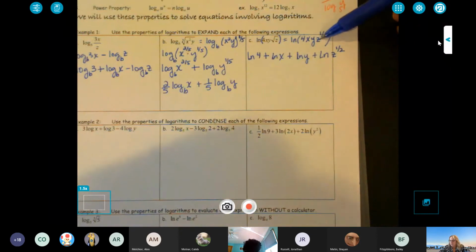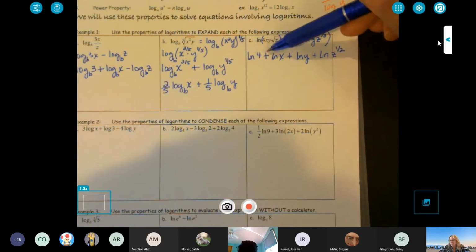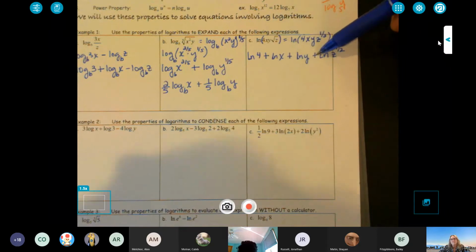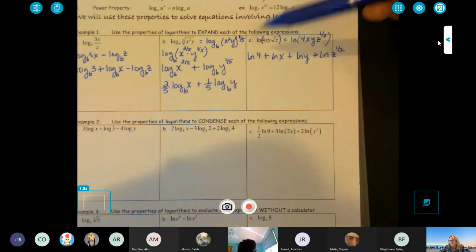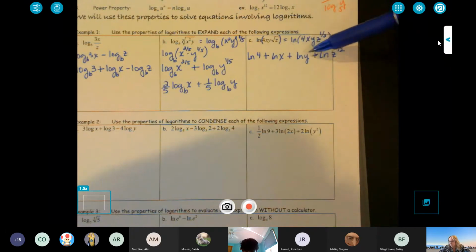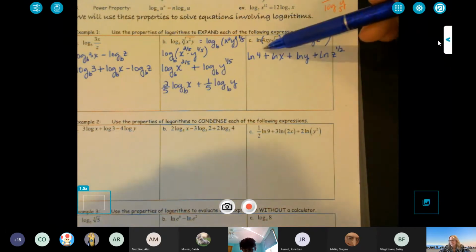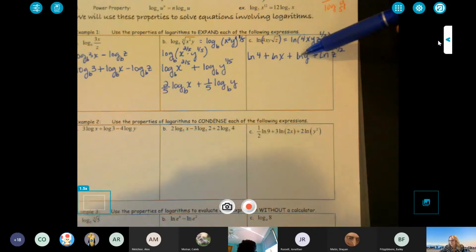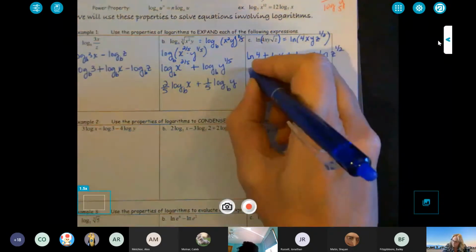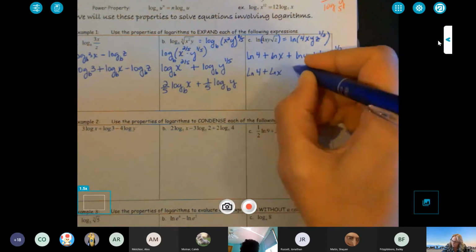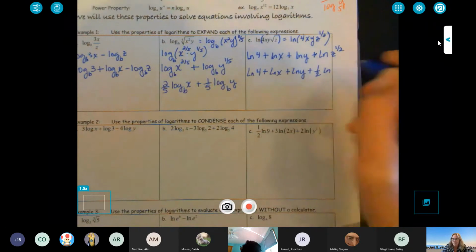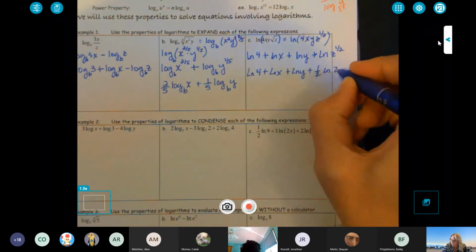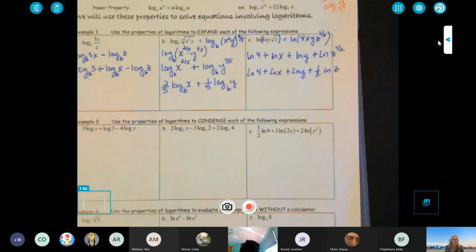The natural log of a product is equivalent to the sum of the natural logs. Do not say it's the natural log of 4 plus x plus y plus z. It's the natural log of 4 plus the natural log of x plus the natural log of y plus the natural log of z. And last but not least, no exponents. So again, ln is a log, so you can use a log property, and that is completely expanded.